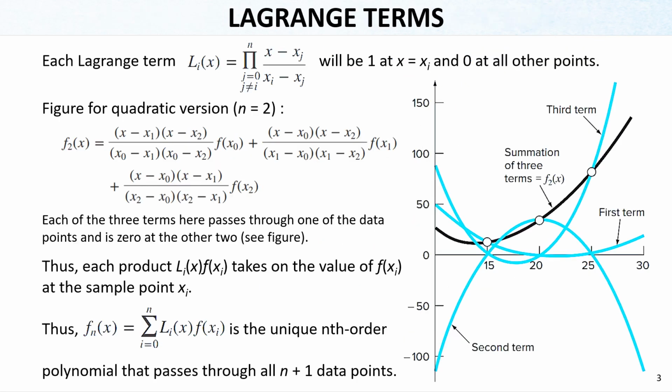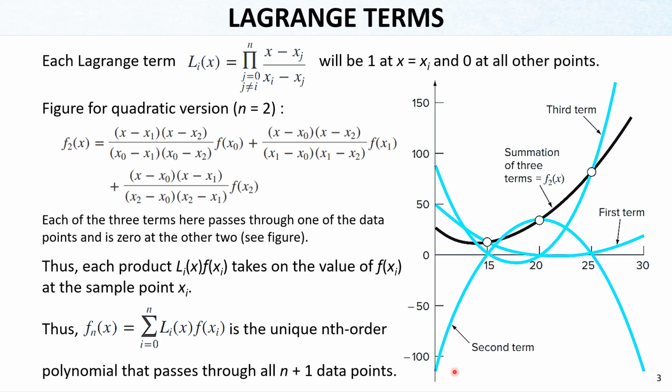Let's check the Lagrange term properties. Each Lagrange term, given as the product of these terms, will be 1 at x equals xi and 0 at all other points. If we give an example of the quadratic version, n equals 2, you can see here we had 3 terms. We mentioned this in the previous slide.